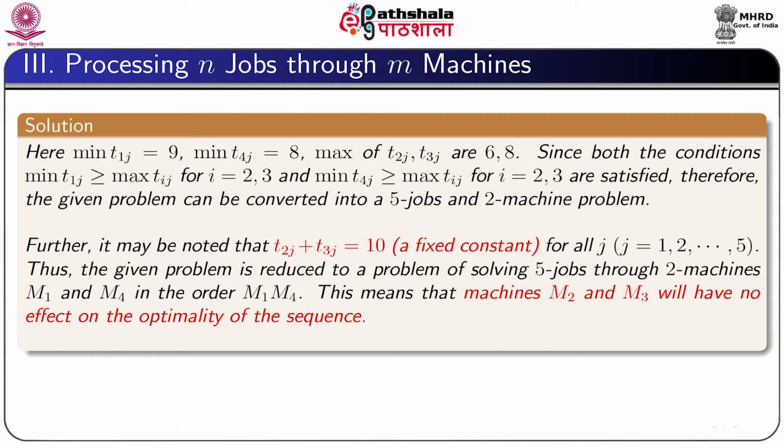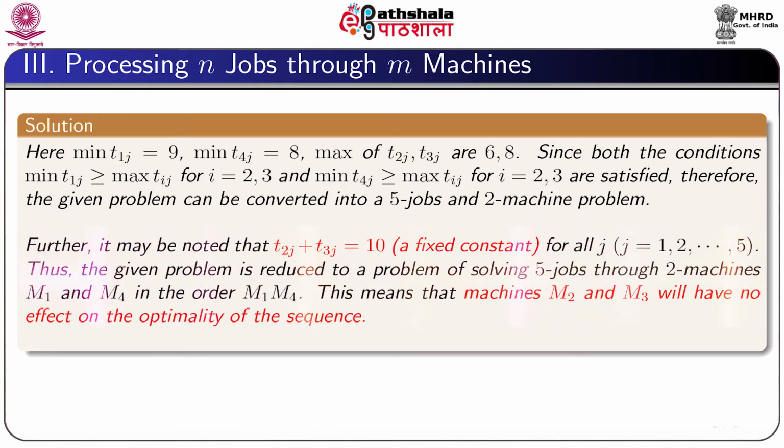We see that minimum of T1j equals 9 here and minimum of T4j equals 8, and maximum of T2j, T3j are 6 and 8 respectively. Since both the conditions, minimum of T1j is greater than or equal to maximum of Tij for i equal to 2, 3 and minimum of T4j is greater than or equal to maximum of Tij for i equal to 2, 3, are satisfied, the given problem can be converted into a 5 jobs and 2 machine problem.